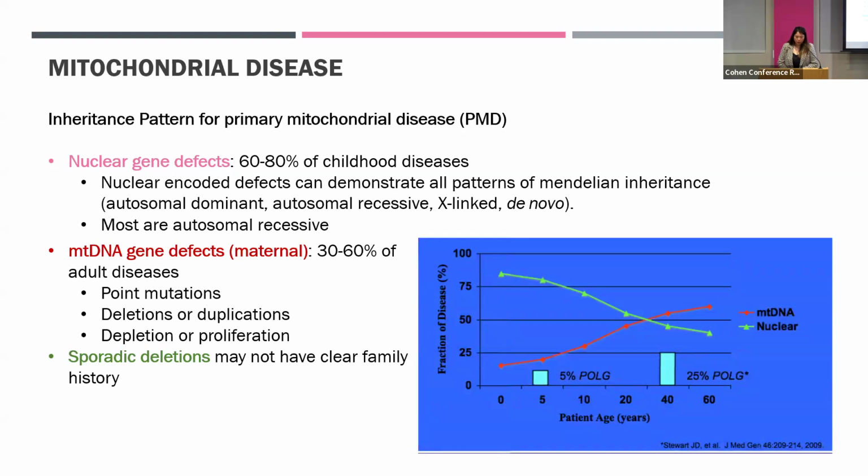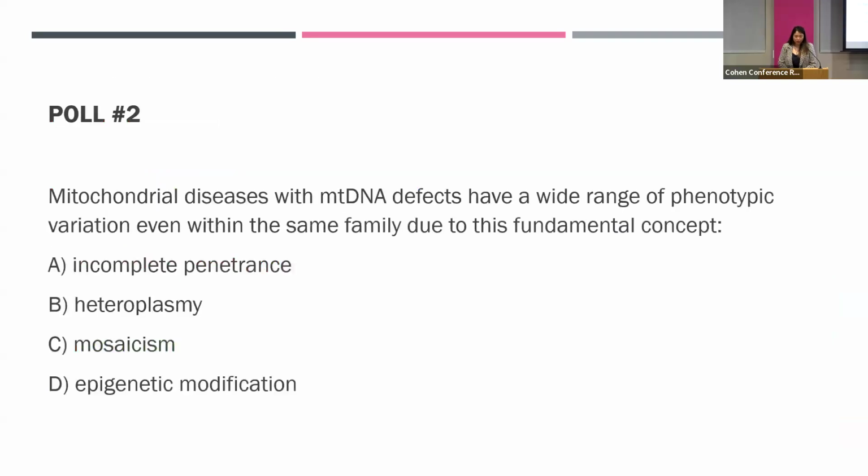So this is a graph of one of our genetic disorders called POLG. But if you just remember how the slopes of the lines go, it shows how childhood and adult onset disease happen. In the less than 20 age group, you can see that's mostly green, which is mostly nuclear DNA defects, and then there's a shift towards more mtDNA gene defects as they present a little bit later in life. So we'll go with our second poll question.